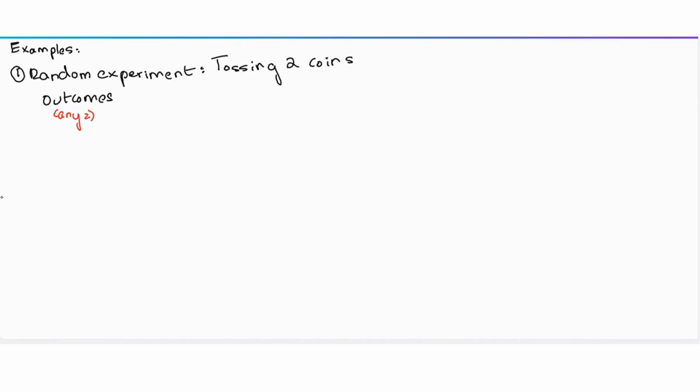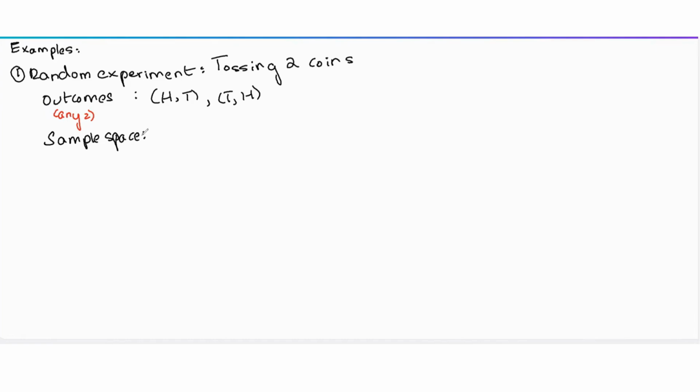So let's write down any 2 outcomes. One outcome could be head and tail, and another outcome could be tail and head. So we've written down any 2 outcomes of this. Now let's write down our sample space. Sample space is the set of all outcomes of the random experiment.